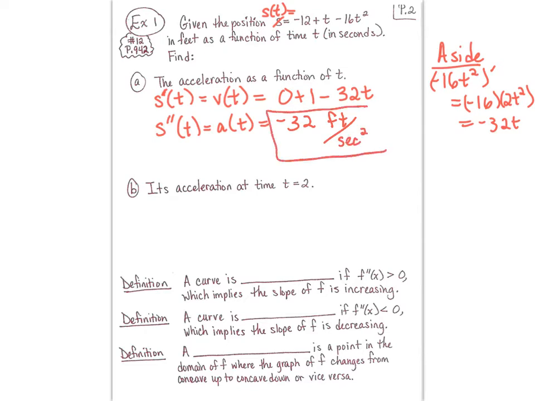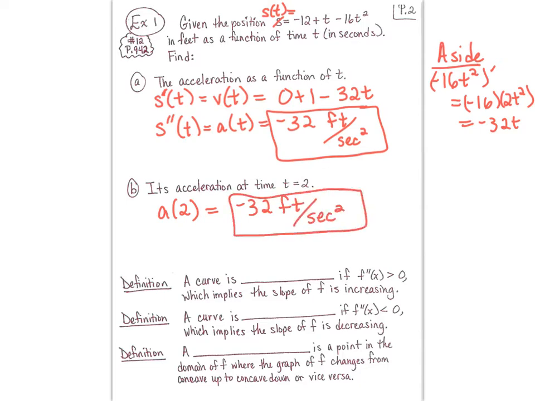That's our answer. Now, in part B, we want to find the acceleration at time t equals 2. That means we need to find a of 2. There is no place to substitute 2 into. There is no t specifically here. So a of 2 is just going to be negative 32 feet per second squared.